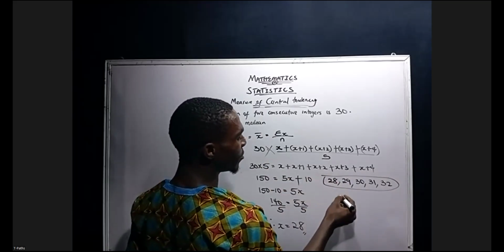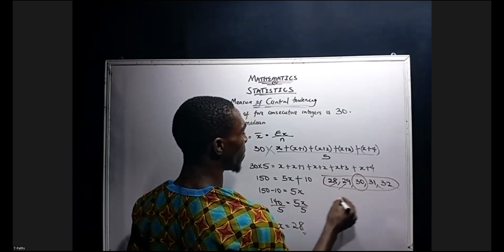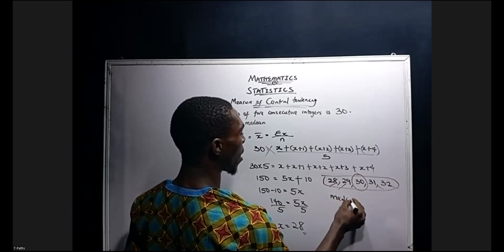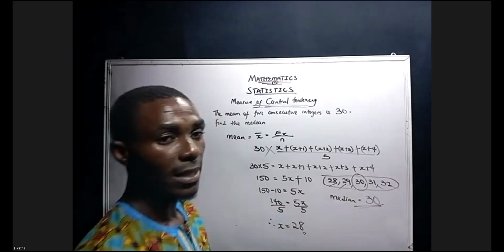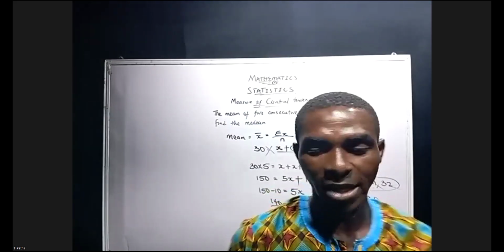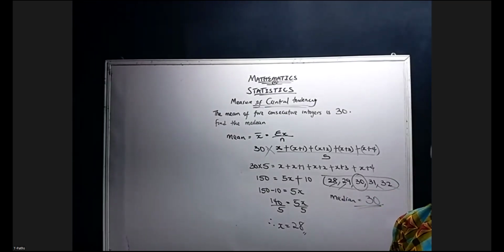The median is the middle number. 1, 1, 2, 2, then this is the middle number. Median equals 30. Is it well clear to you? Any question relating to this question? Yes, sir.